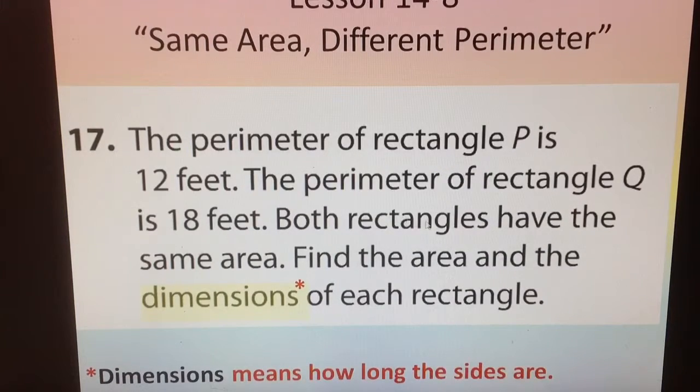Okay, here was a tough one that we worked on as a class. The perimeter of rectangle P is 12 feet. The perimeter of rectangle Q is 18 feet. Both rectangles have the same area. Find the area and the dimensions of each rectangle. Dimensions means how long the sides are.